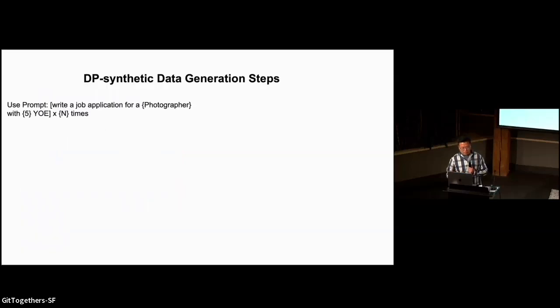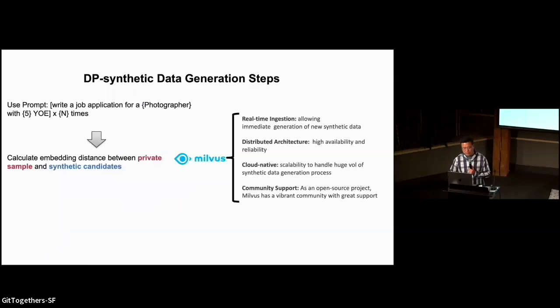To give a little bit more detail, we want to write a job application for a photographer with many years of experience, and we do this many, many times. Then we calculate the embedding distance between the private sample and the synthetic candidates. Shout out to Milvus, we could stand up our MVP really fast, it has an open source community and the project has great support. In the future we want to deploy into the cloud, and it has scalability and reliability.